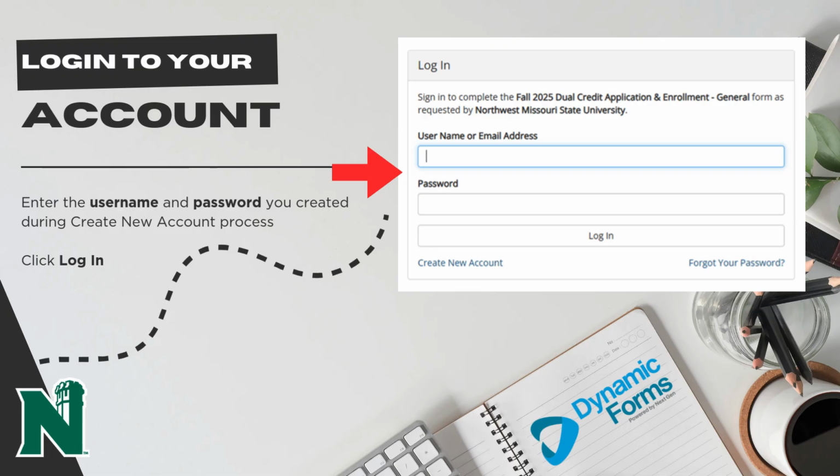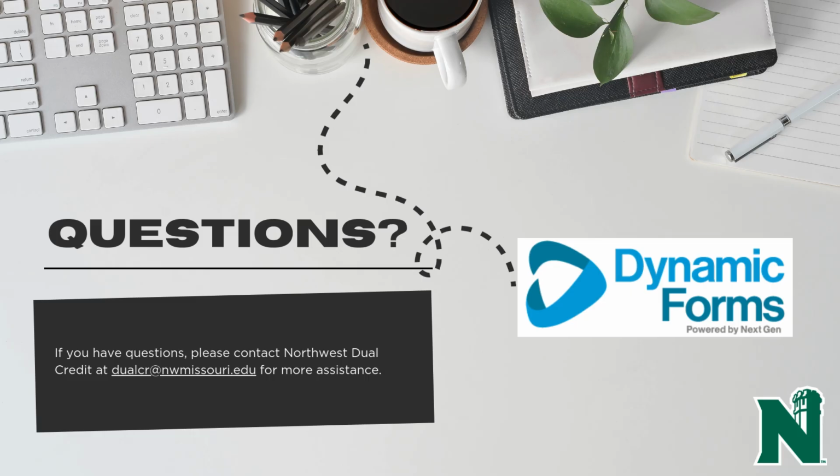On this screen, this time you'll want to enter the username or email address that you put into your Dynamic Forms account, as well as the password on the login screen, and click on Login. At this time, it'll direct you to the Application and Enrollment form to be completed.